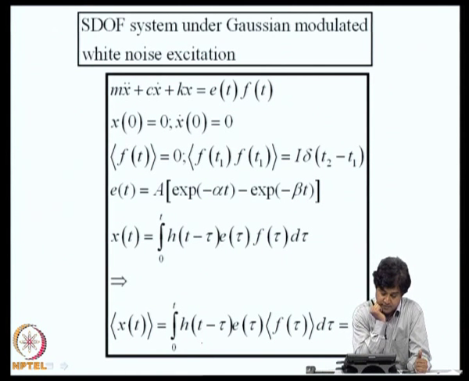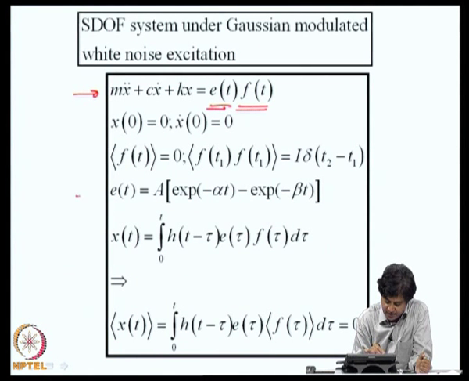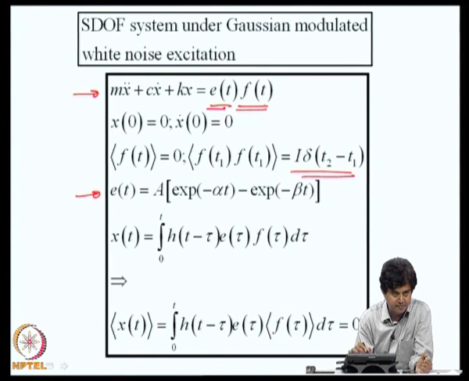Now, what happens if the excitation is non-stationary? So, if you consider now a single degree of freedom system under a Gaussian modulated white noise excitation. By that I mean the excitation is obtained by multiplying a zero mean Gaussian white noise process with a modulating function or an envelope function E of t. This E of t is given here, it is a sum of two exponentials and f of t is a stationary white noise. The right hand side here, although it has a stationary component, the process itself is non-stationary.